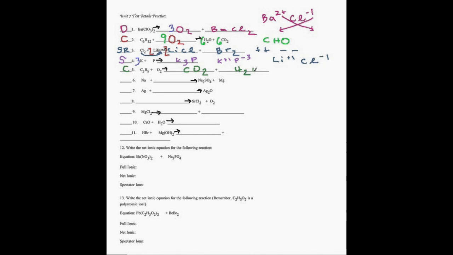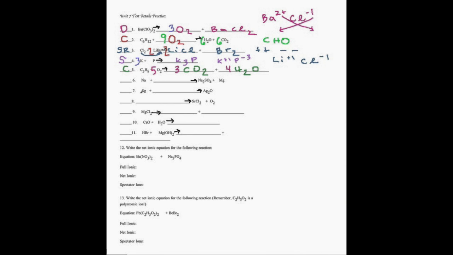Now at this point, what you need to do, the last thing you need to do in any of these reactions is balance. I've got 3 C's here, so I need to put a 3 in front of here. I've got 8 H's, so I need to put a 4 in front of here. Now let's count up my O's. Remember, C, then H's, then O's. I've got 6 O's plus 4 O's, that's 10 total. So I need to put a 5 here.